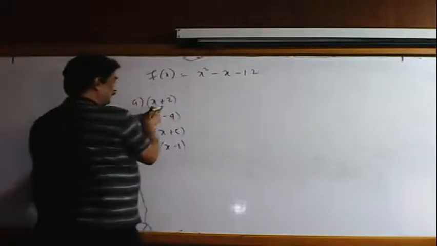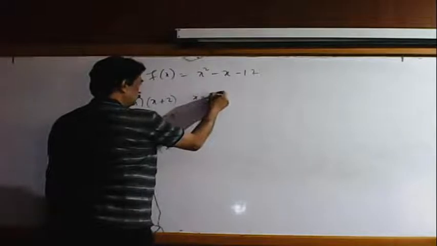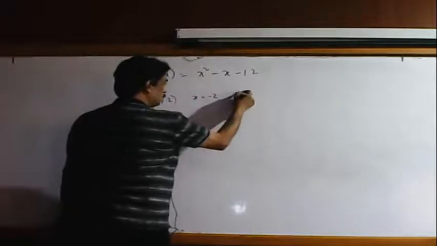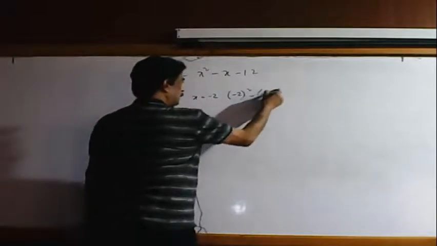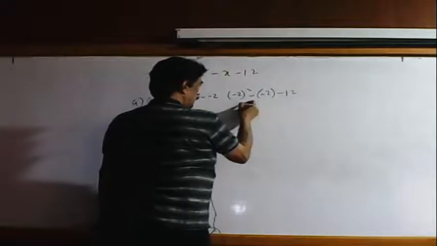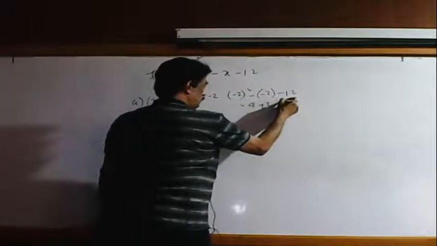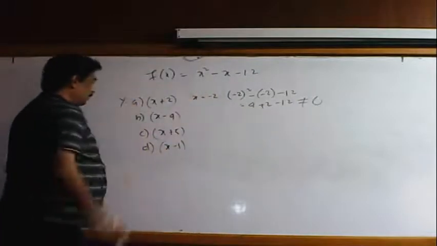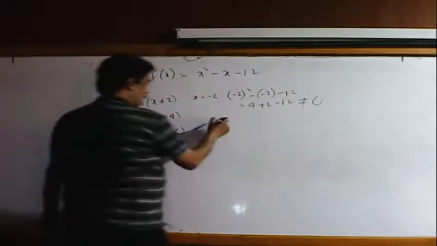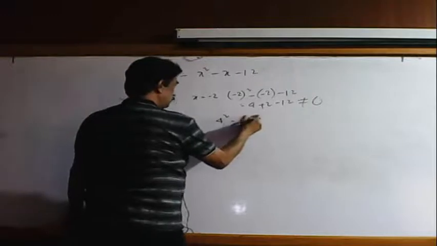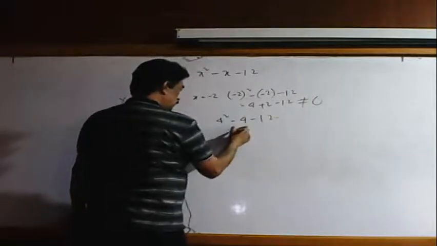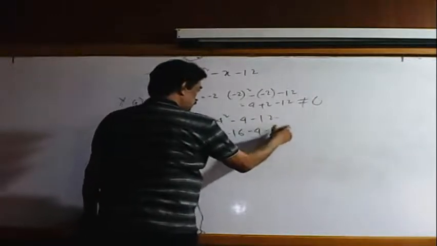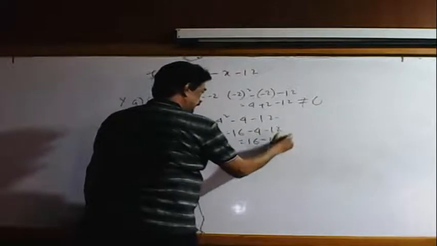First of all, put x equal to minus 2. If I put x equal to minus 2, minus 2 whole square, minus of minus 2, minus 12, equal to 4 plus 2 minus 12, it is not equal to 0. So it is not the factor. Put x equal to 4. 4 square minus 4 minus 12. So 4 square is 16, minus 4 minus 12, 16 minus 16 equal to 0.